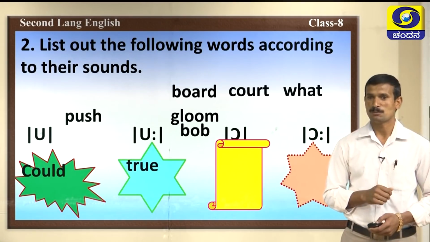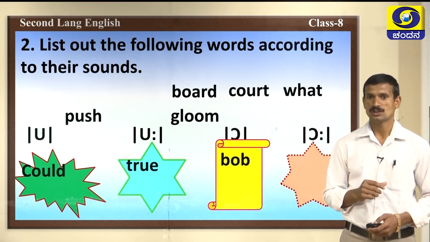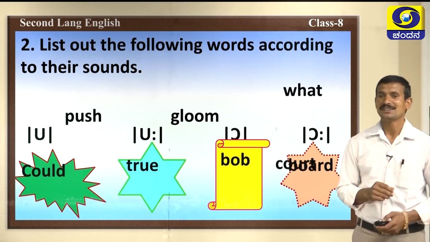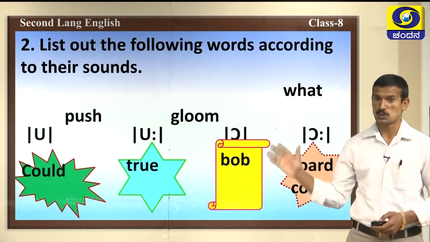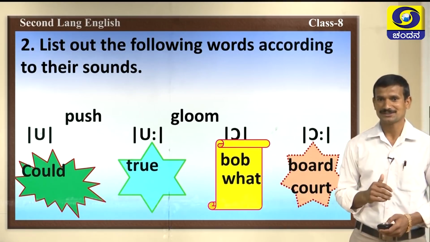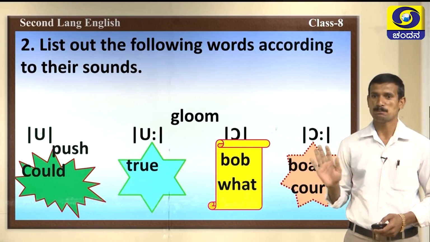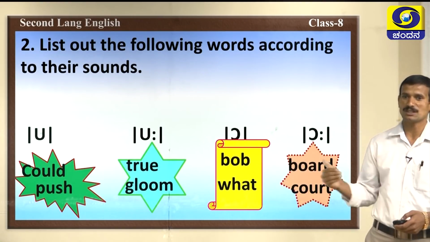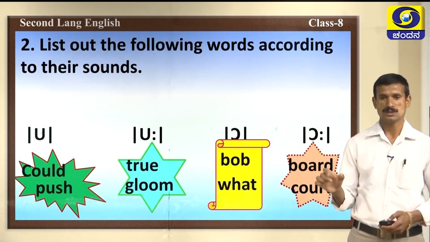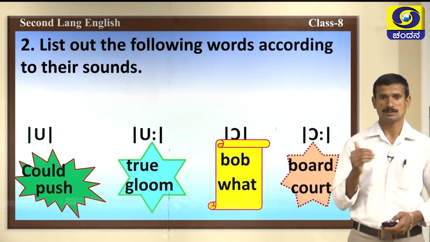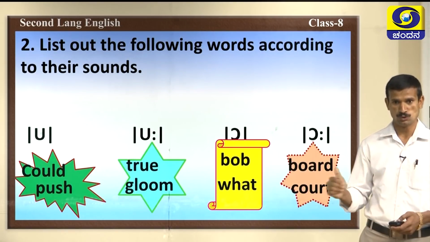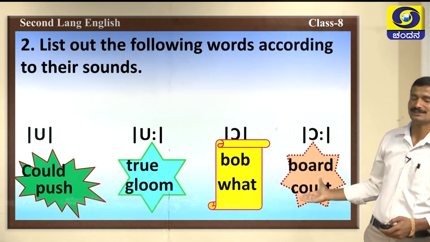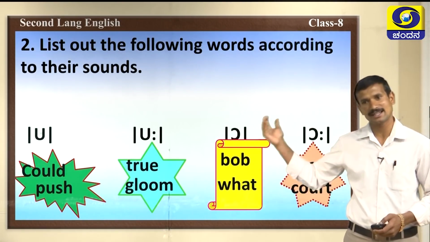Next one, bob, o sound. Next, board, o sound. Next one, coat, that's the word, coat. Next one, ought. Next one, push. The last one, gloom. These are the words: could, push, true, gloom, bob, ought, board, coat. These are the phonetic symbols that we have discussed in the last class.